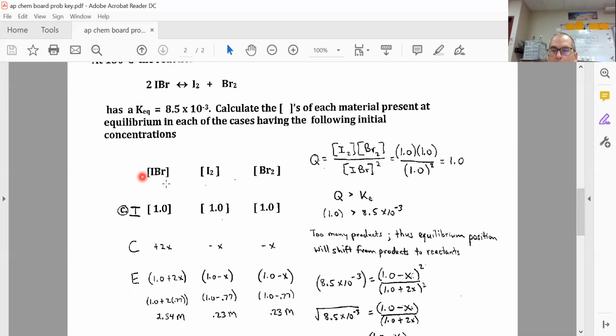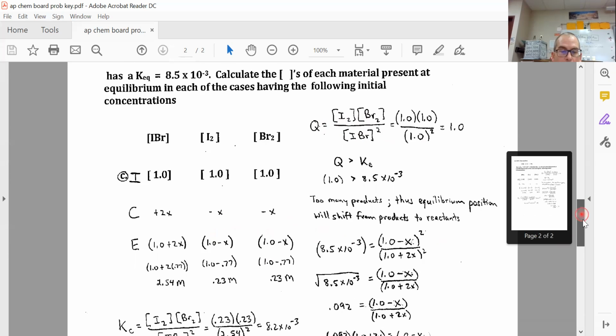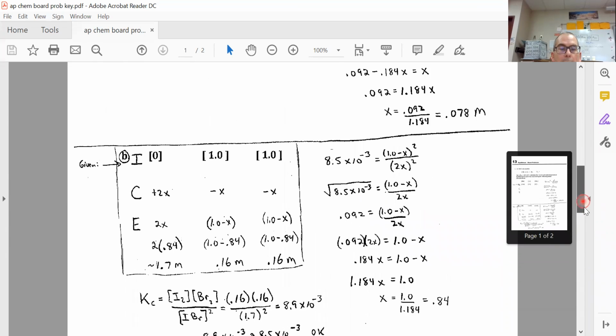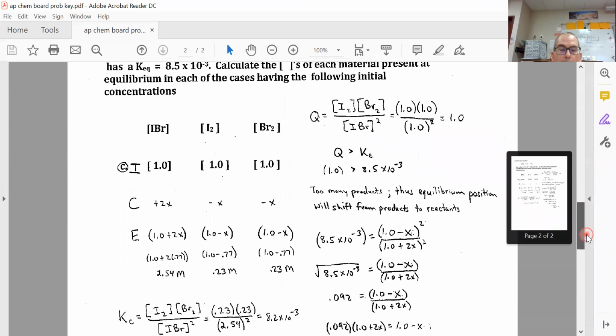Now this just becomes like really any of our other problems. I look at this and, well, I started with this. It's going to be 1.0 plus 2x. This is going to be 1.0 minus x, 1.0 minus x. So we got a lot of things to deal with, not a particular x value. But again, we plug this back into the equilibrium constant expression, which is the same as this for the Q value.